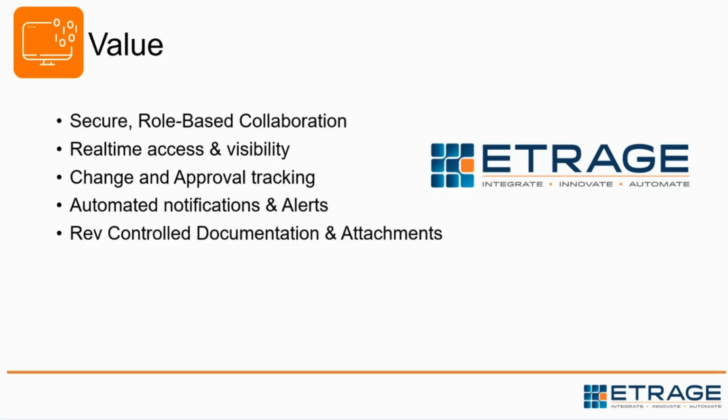There's change and approval tracking, I guess you just saw, right? You have automated notifications and alerts. And again, we can always rev control all the documentation and attachments. So to ensure that, again, if you're ever auditing an NPI postmortem, you can see, okay, well, what specific version of what specific document was attached and or used or sent at what point in time, right?